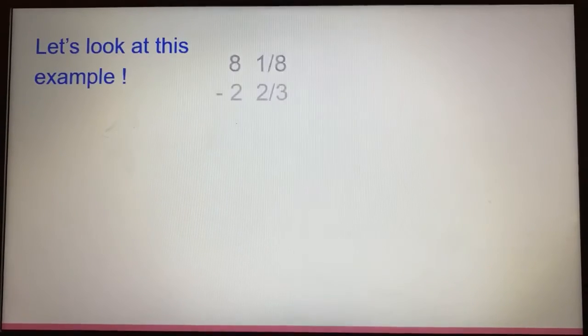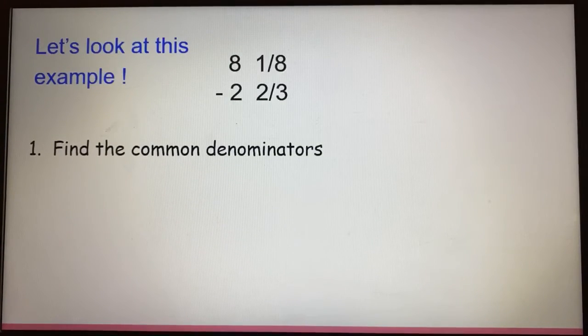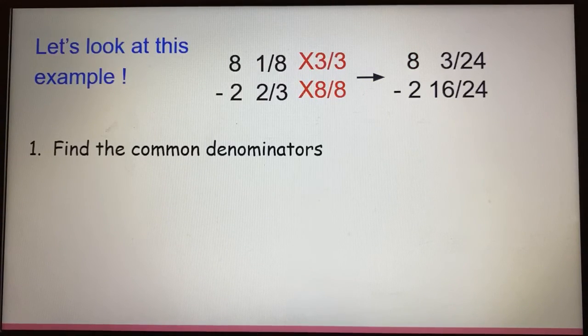Let's look at this example. We have 8 1/8, and we're going to subtract 2 2/3 from it. We have to find the common denominators. So we multiply. We know that 8 and 3 need to both be changed. So we know that if we multiply 8 times 3, we'll get 24. And if we multiply 3 times 8, we get 24. So our new fractions are 3/24 and 16/24.